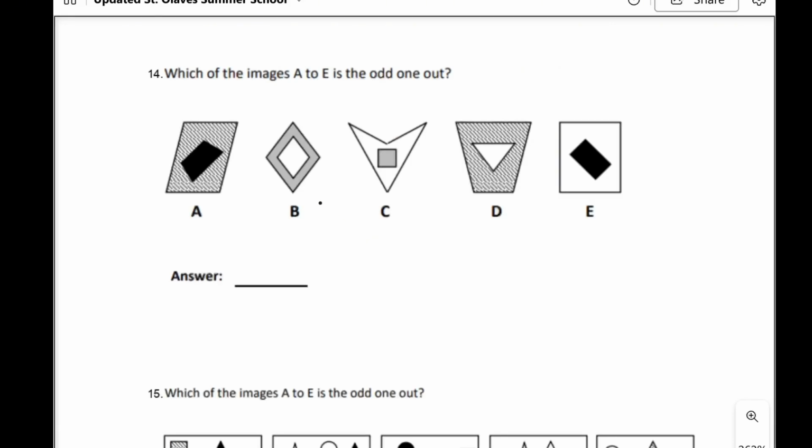For the odd one out, I notice there's a shape on the inside and the outside. What I do notice is that all of these shapes are quadrilaterals. There's a trapezium, a rhombus, a square, and then a rectangle. D is the only one that has a three-sided shape in the middle.